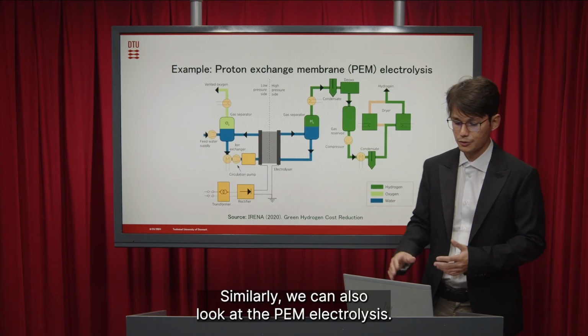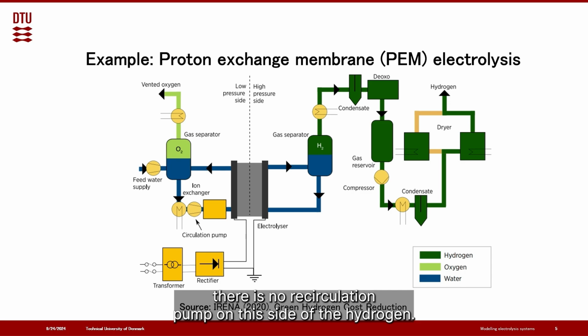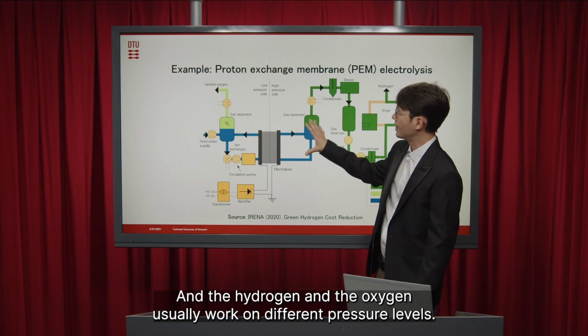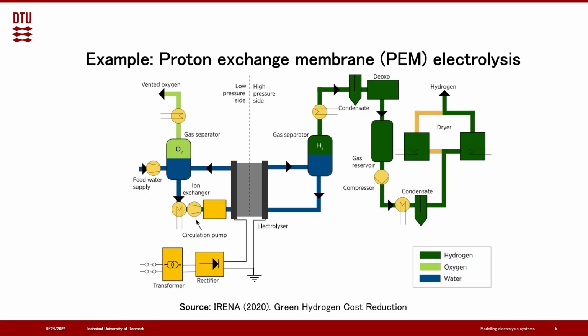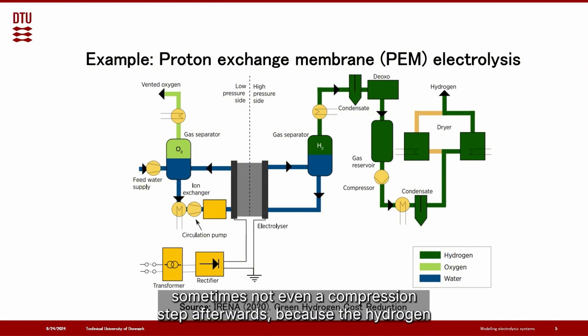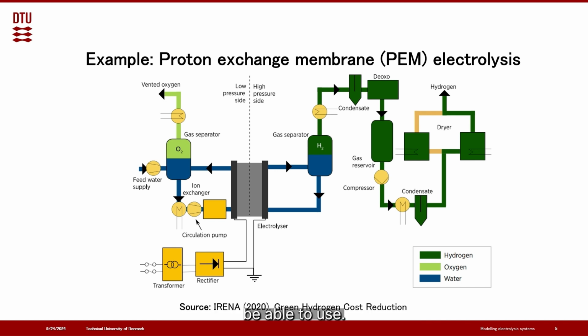Similarly, we can also look at the PEM electrolysis. And you can see that it's very similar to the alkaline, but it also has some crucial differences. For instance, there is no recirculation pump on the hydrogen side, and the hydrogen and the oxygen usually work at different pressure levels. That means that sometimes we don't even have a compression step afterwards, because the hydrogen is already produced at a high pressure that we may be able to use.